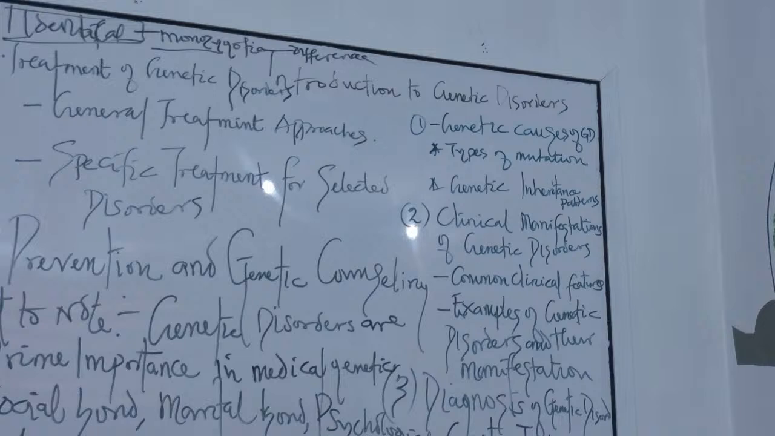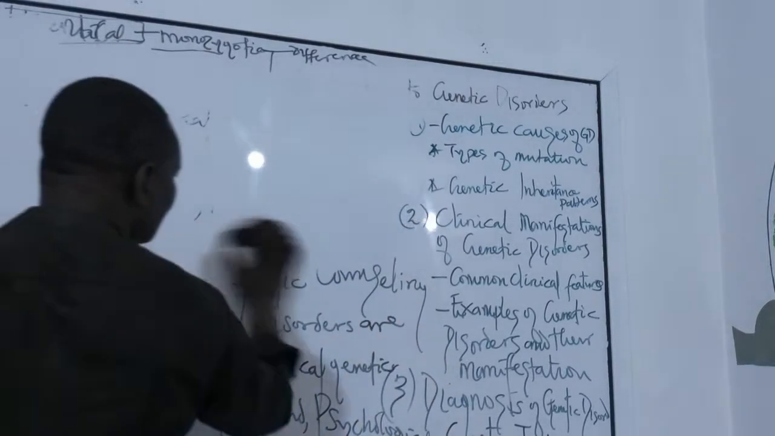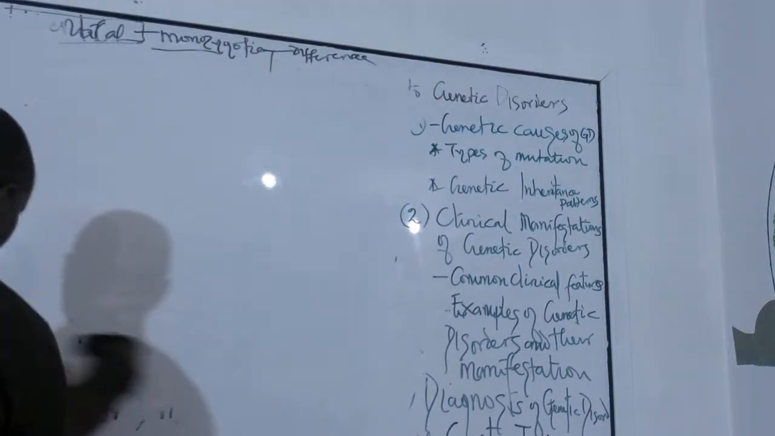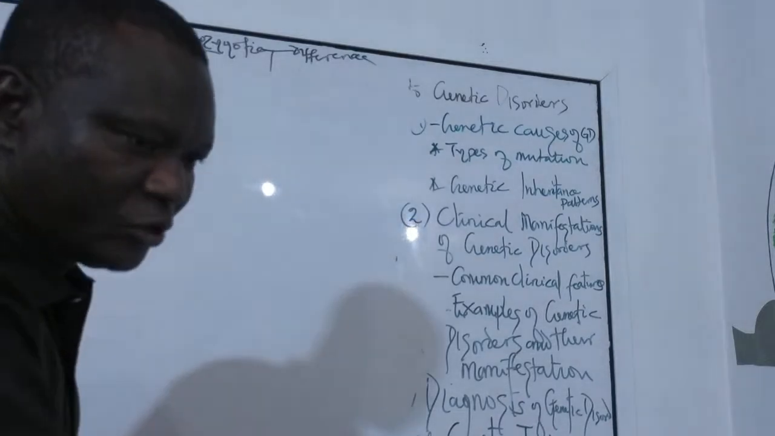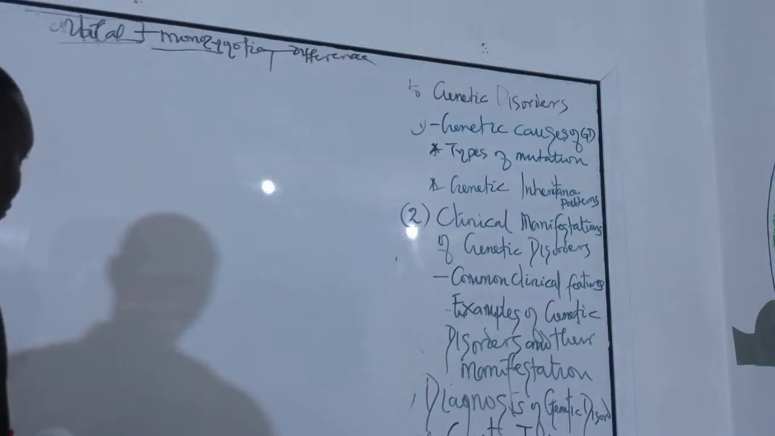So just like I told us, we might not be able to go further than just picking the first point, which has to do with genetic causes of genetic disorder. What are the genetic causes of genetic disorder? So we are going to look at them. That will be where we are going to stop today, before we devote 2 or more videos for this.